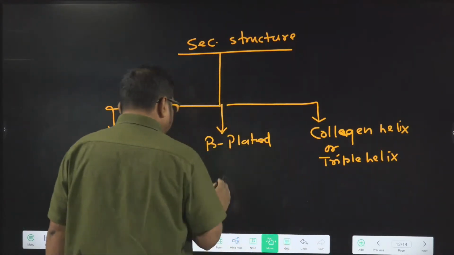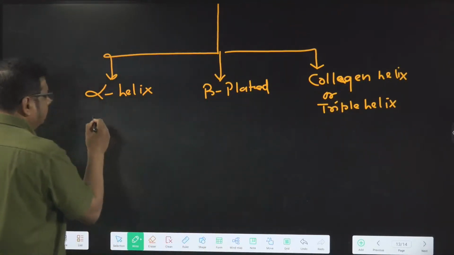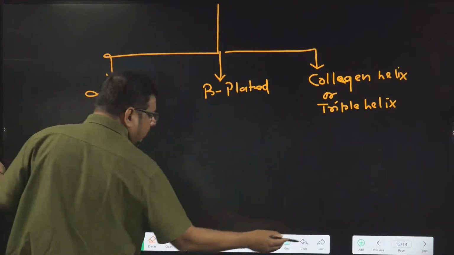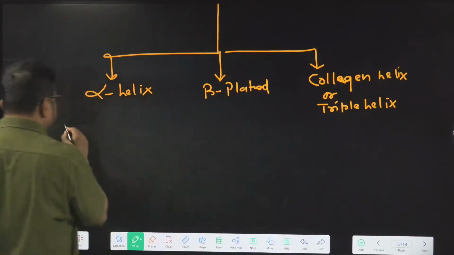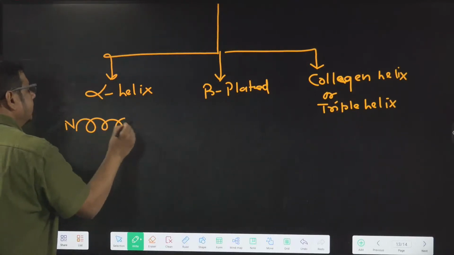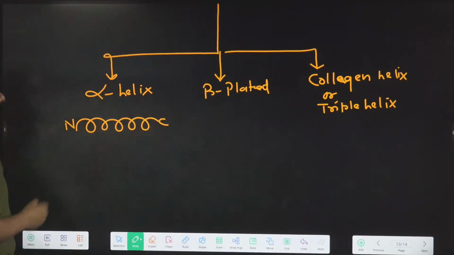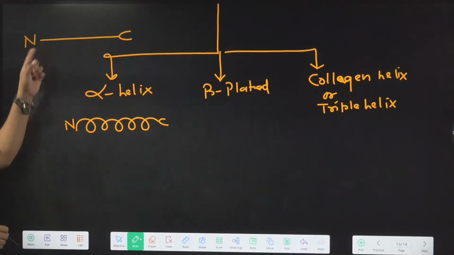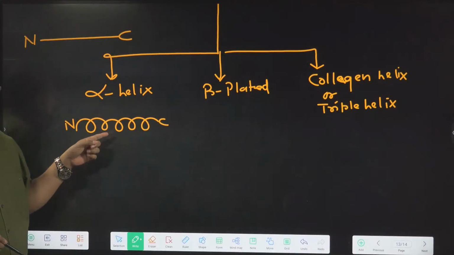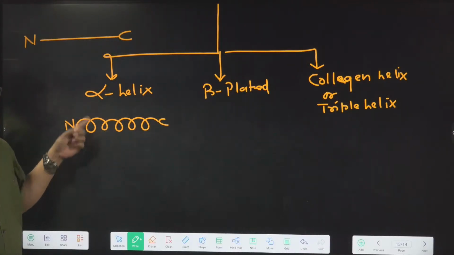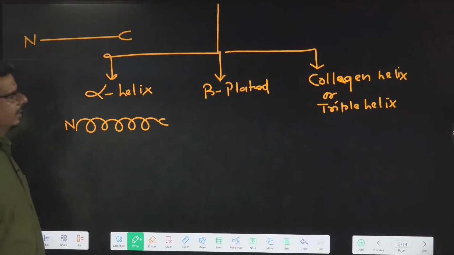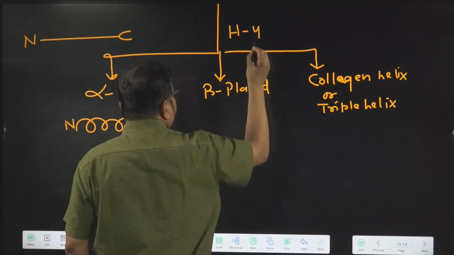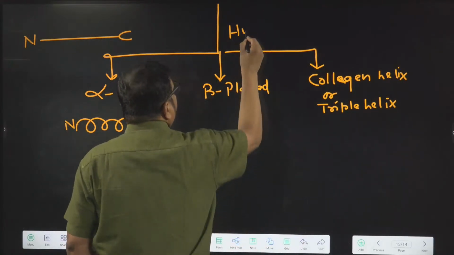Got the idea? If we talk about alpha helix, look, this is the N terminal, and here it is helically present, the C terminal. In the primary structure it was like this; now it becomes like this. It is the secondary structure, a helically coiled structure called alpha helix. Any kind of secondary structure is due to which bond? Hydrogen bond.